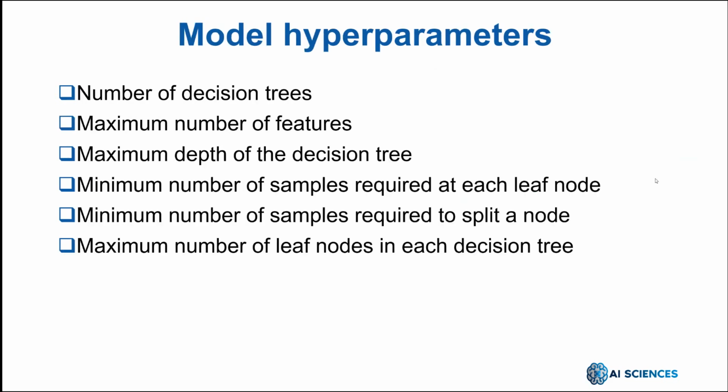Criterion (Gini, entropy), number of decision trees, maximum number of features, maximum depth of the decision tree, minimum number of samples required at each leaf node, minimum number of samples required to split a node, and maximum number of leaf nodes in each decision tree are all hyperparameters of ensemble models. These hyperparameters can be tuned to get a generalized and accurate machine learning model.